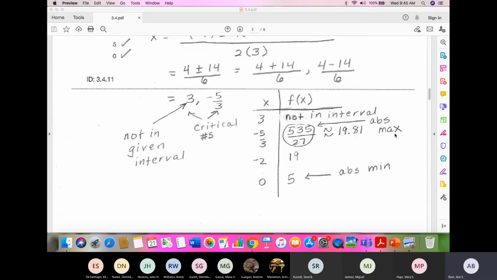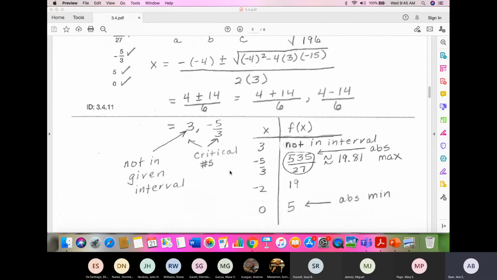So this y value in this column is the absolute maximum value in the y column. That's what we're looking for. So the absolute max is 535 over 27. The absolute min, the smallest number of all the numbers you have in this column, is 5. That's the absolute minimum value, in other words, y value. And where do they occur? At the corresponding x value in the x column.